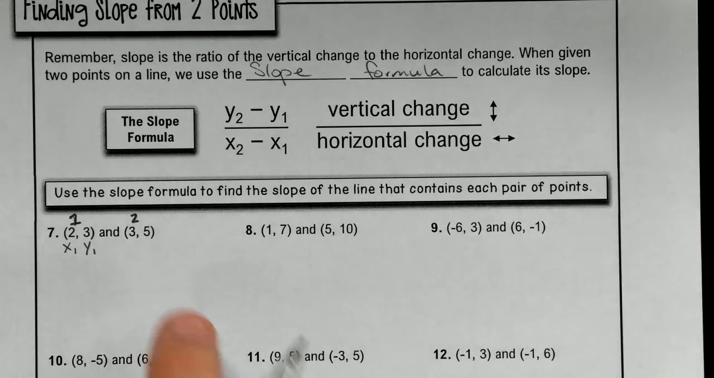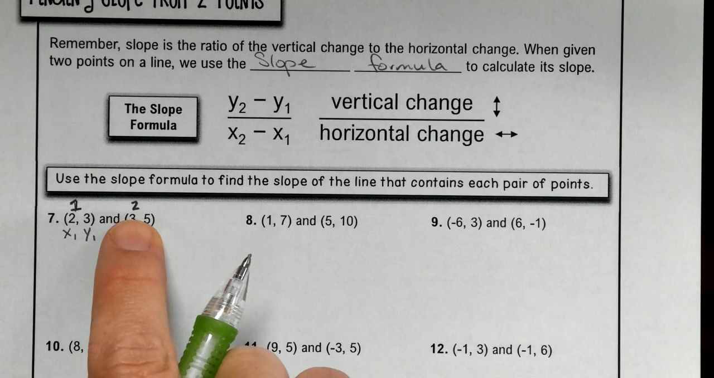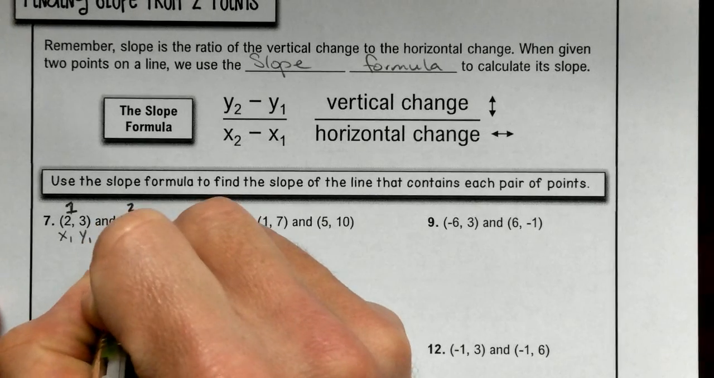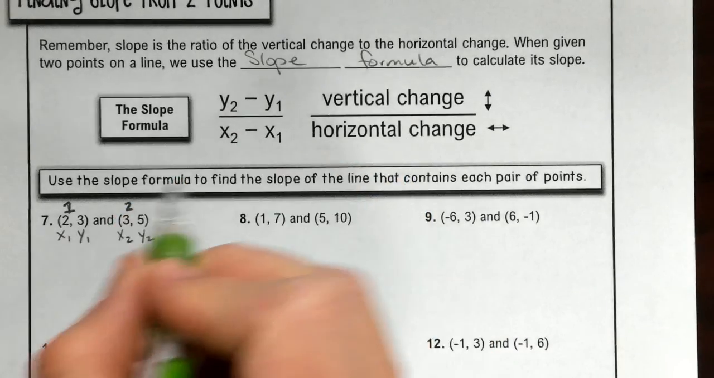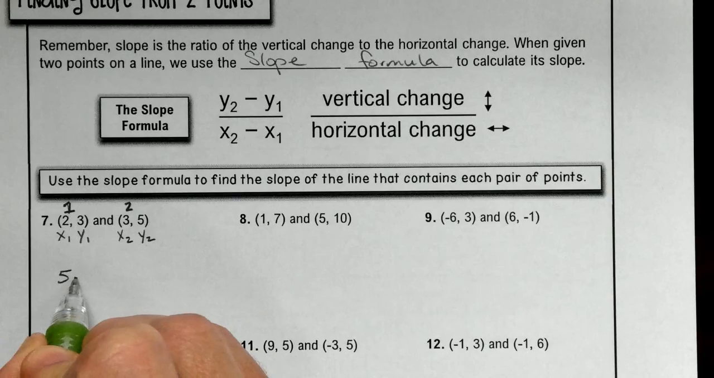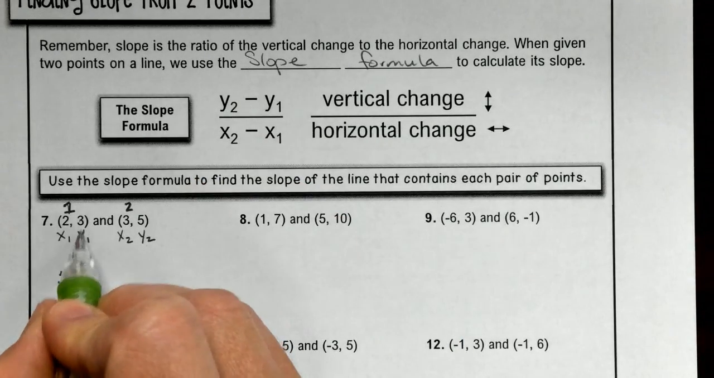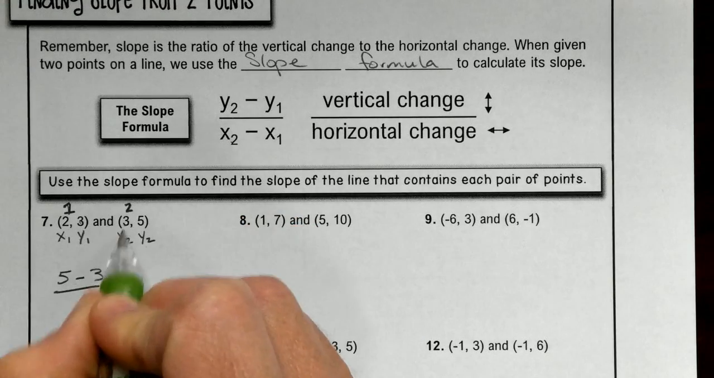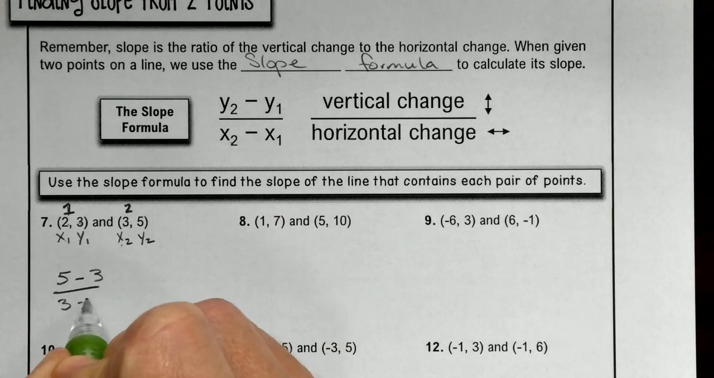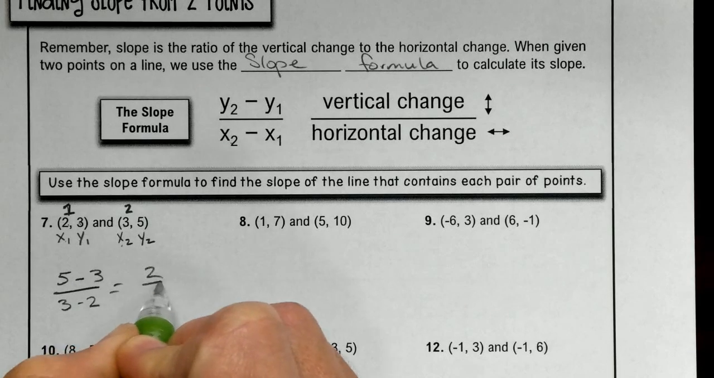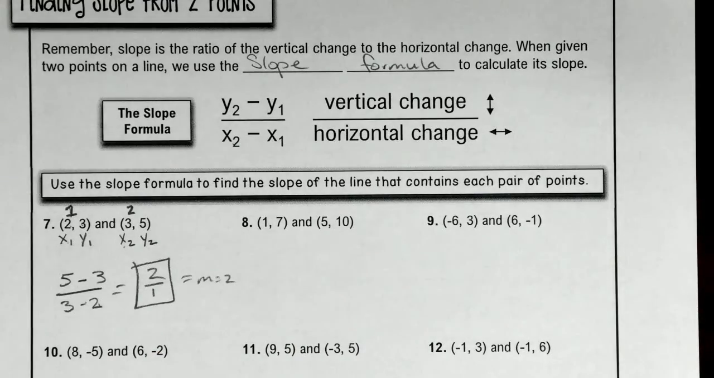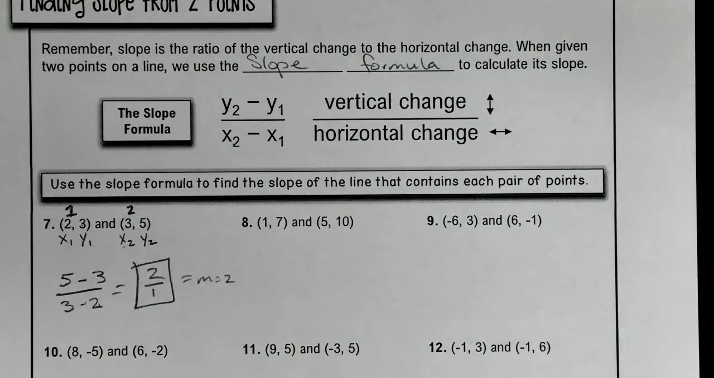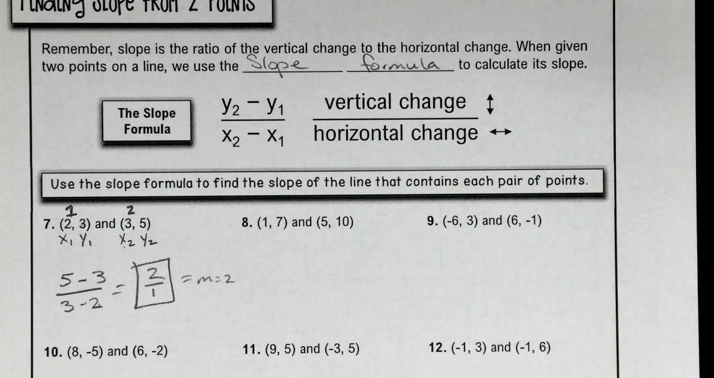Okay, now we're going to the point number 2. This 3 right here would be x2. And then the 5 would be my y value at point 2, so it would be y2. Okay, well now all I'm doing is I'm plugging into my formula. So I look right here, y2. Well, in this case, y2 is 5. Minus y1. y1 is 3. Over x2. x2 is 3. Minus x1, which is 2. 5 minus 3 is a positive 2. 3 minus 2 is a positive 1. So my slope is 2. That's it. That's all you're doing.